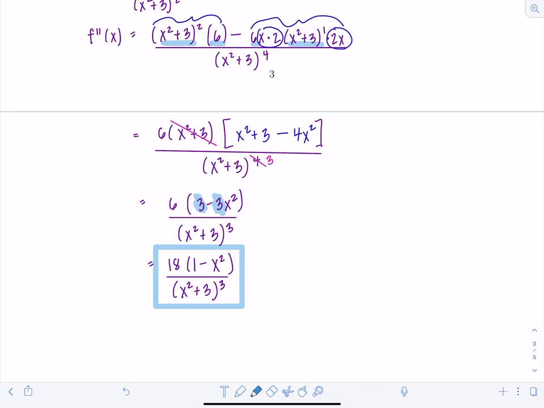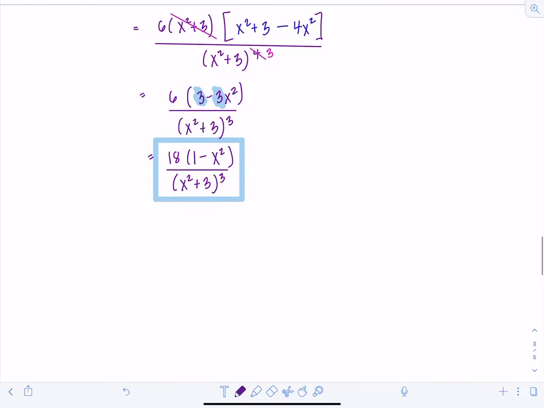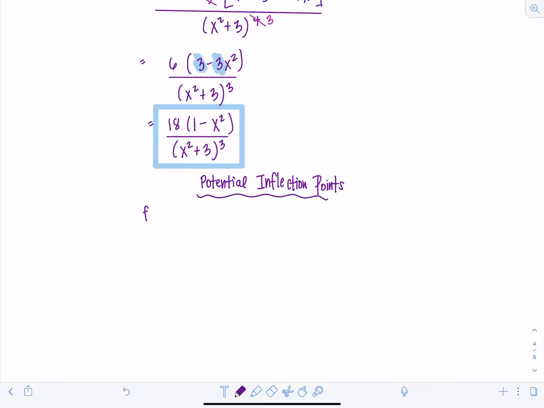Lovely. So here's my second derivative, and now this is going to help me identify the intervals of concavity and potential inflection points. Okay, so for potential inflection points, we find them similar to the process that we use when we find critical values. They come from where f double prime of x equals 0, or where f double prime of x does not exist. So if f double prime of x equals 0, that means the numerator equals 0.